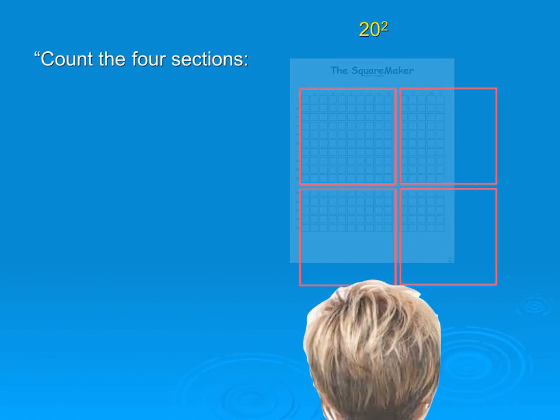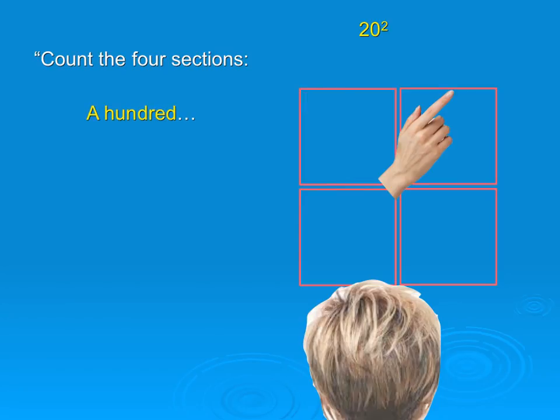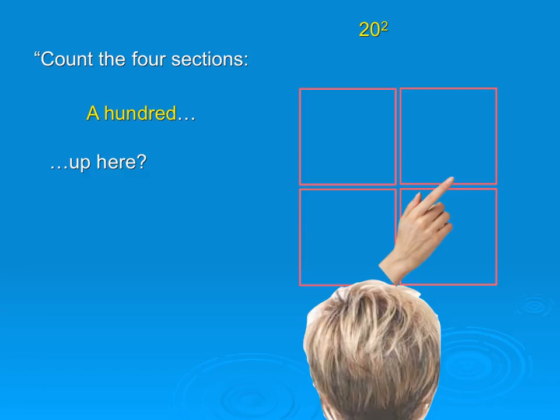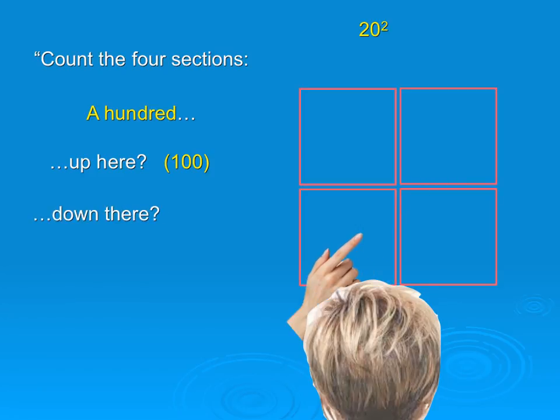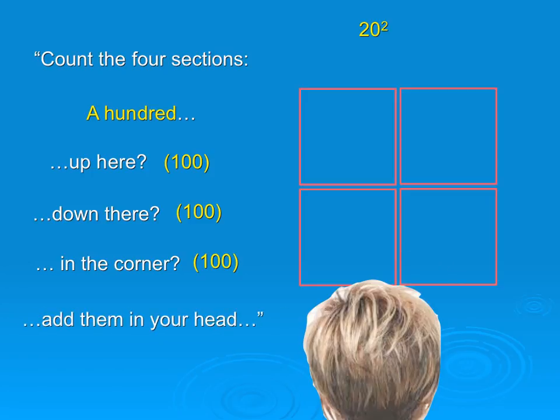Count the 4 sections. 100. Up here, another 100. That's right. And down there, 100 there also. Now what about in the corner? 10 by 10. Another 100. Add them in your head. 400.